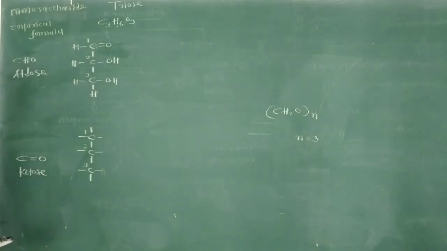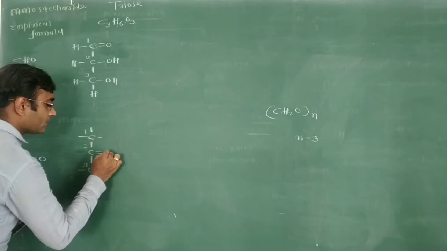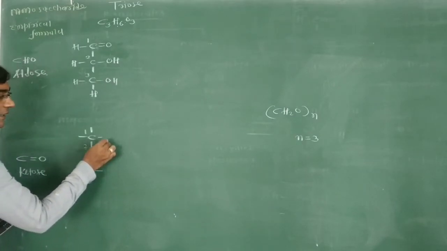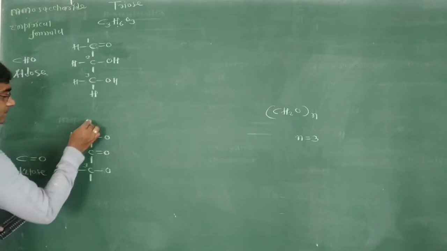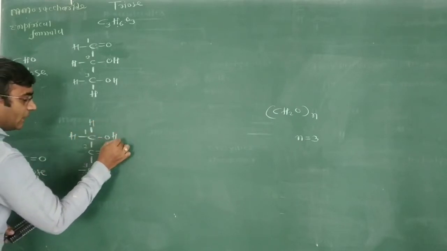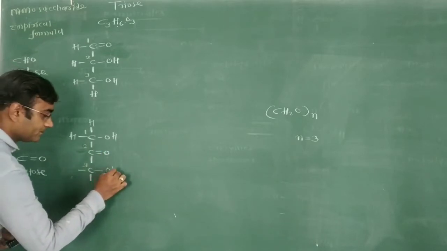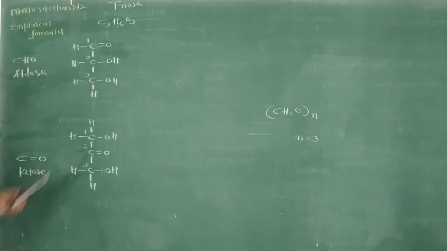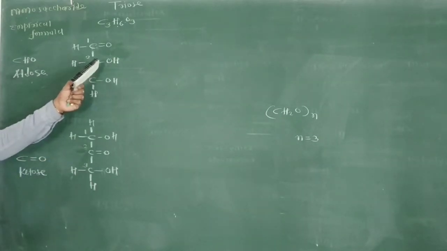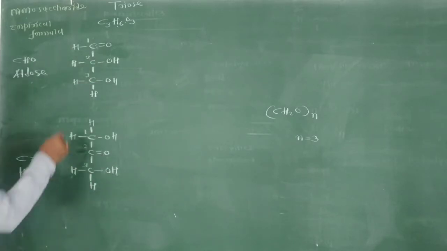Now ketotriose. The ketone group is always present at the second carbon. Okay, only 1 oxygen is arranged there. Now 2 are left. Now arrange the 6 hydrogens. Here we cannot arrange any hydrogen on that carbon because the oxygen valency is already filled. So now we get 2 chemicals. The name of this chemical is glyceraldehyde and the name of this chemical is dihydroxyacetone.